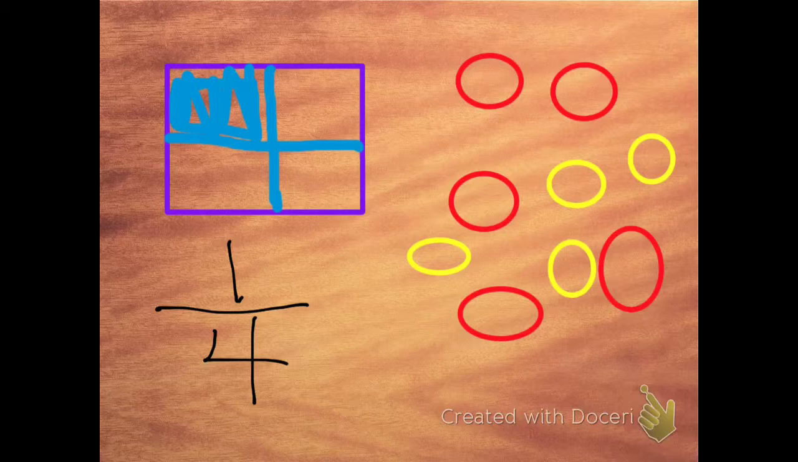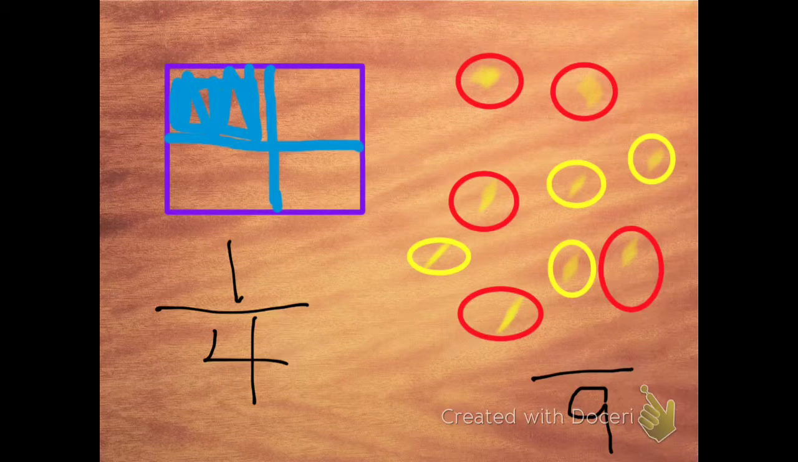We've also looked at fractional part of a set. And what you do is you look at a bunch of shapes. Here we have counters, and you count how many you have. 1, 2, 3, 4, 5, 6, 7, 8, 9. So our denominator would be 9 because we have 9 total.